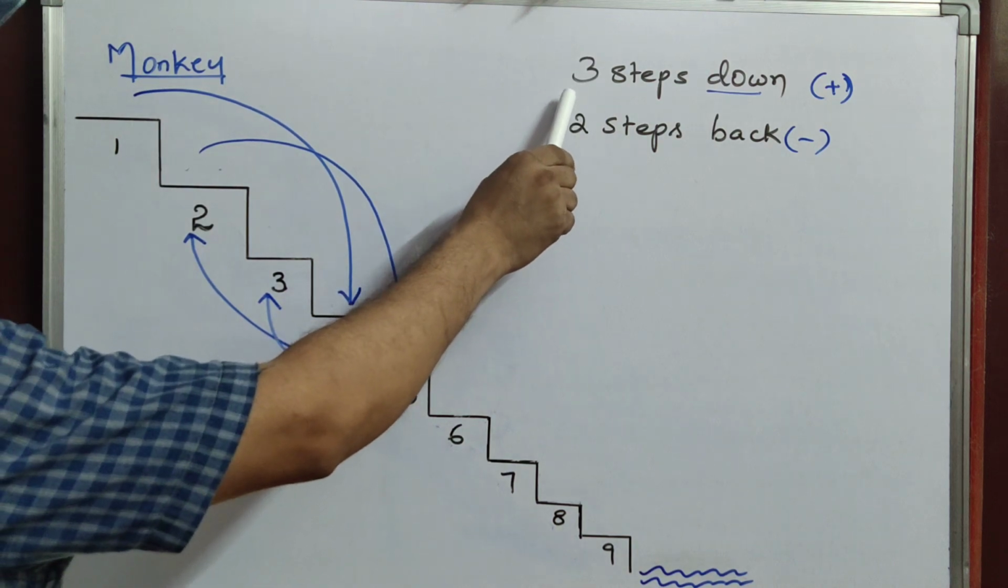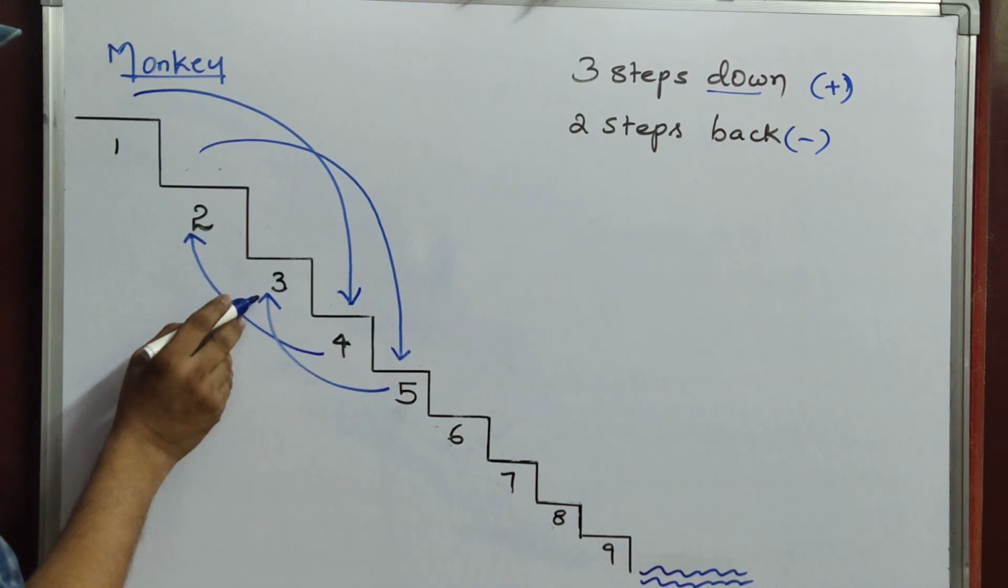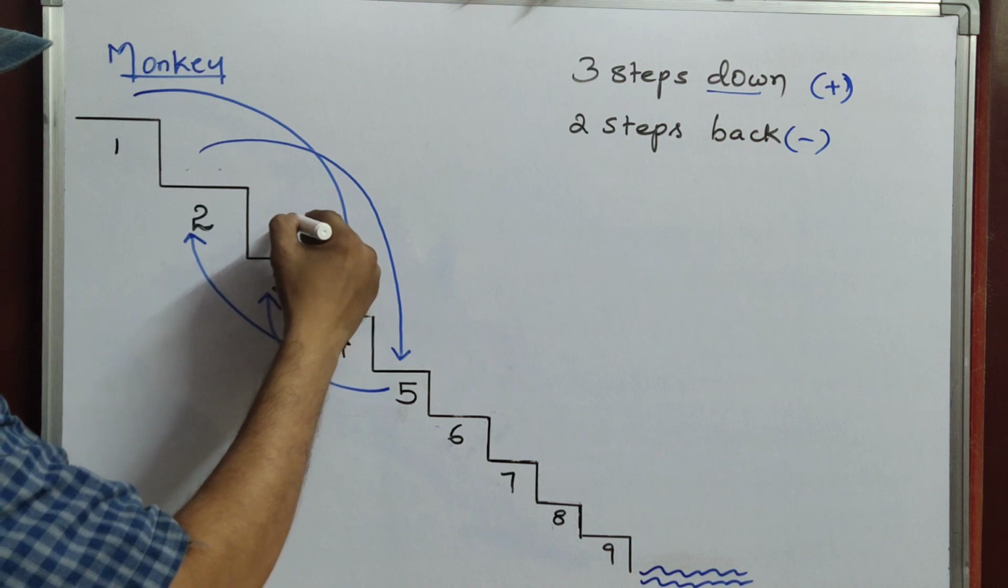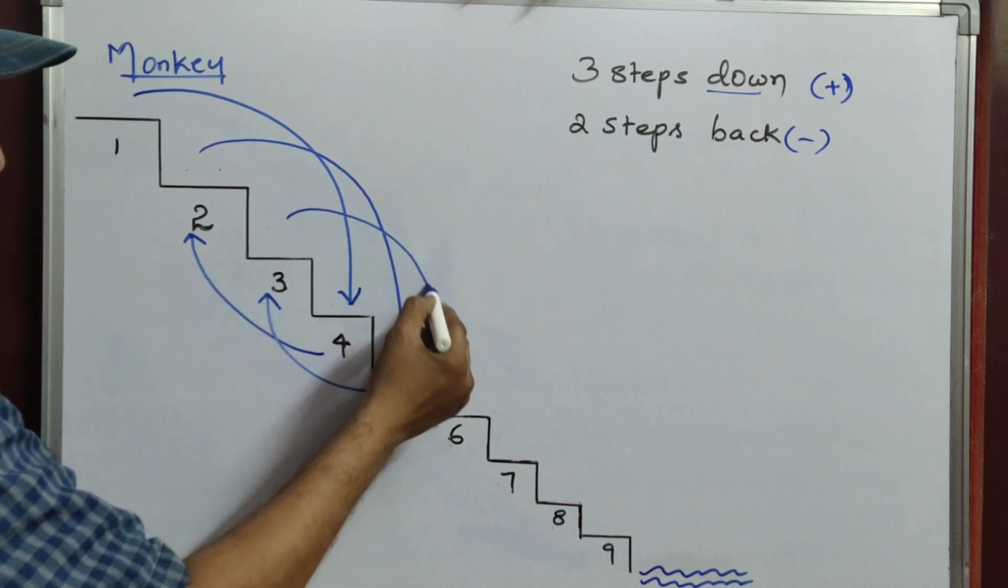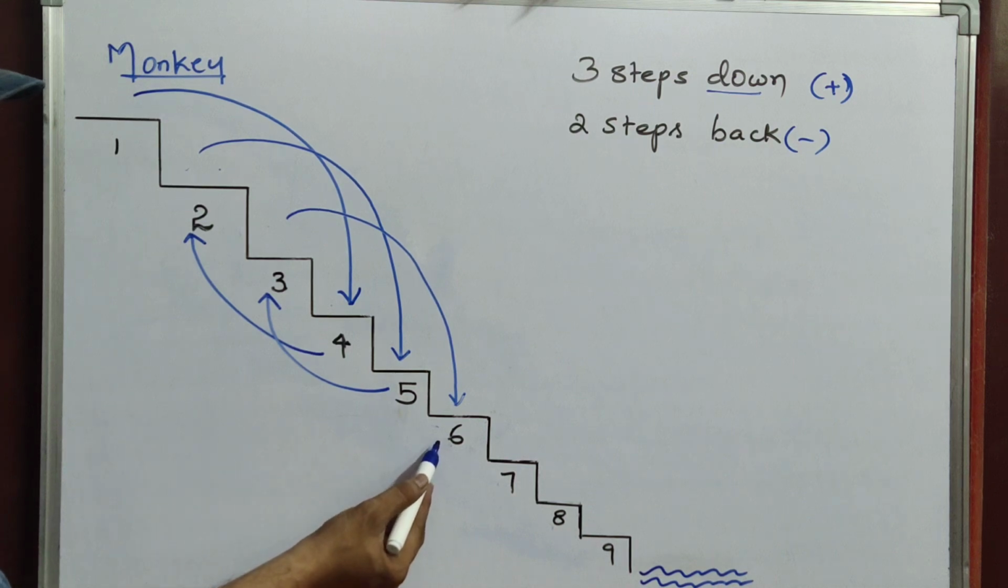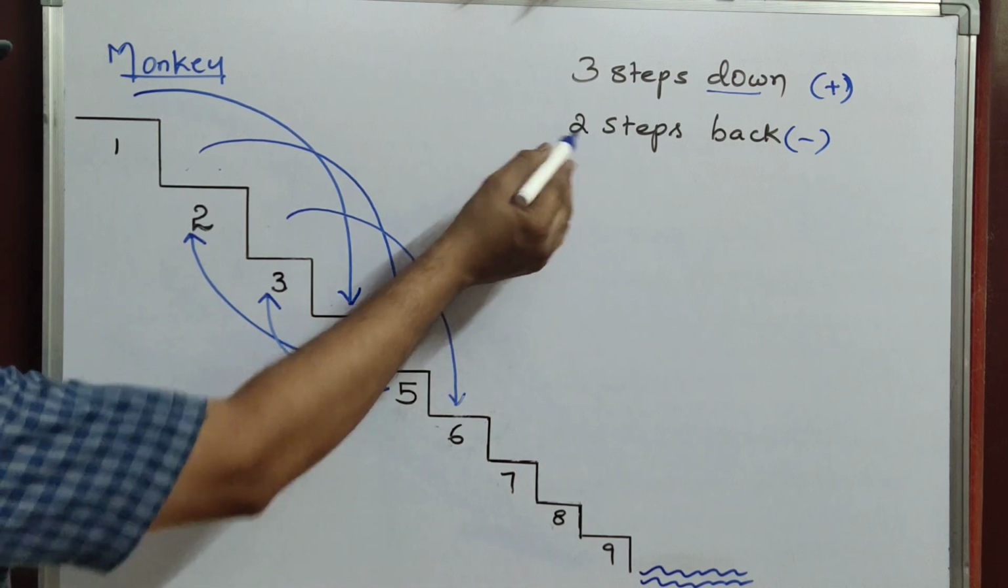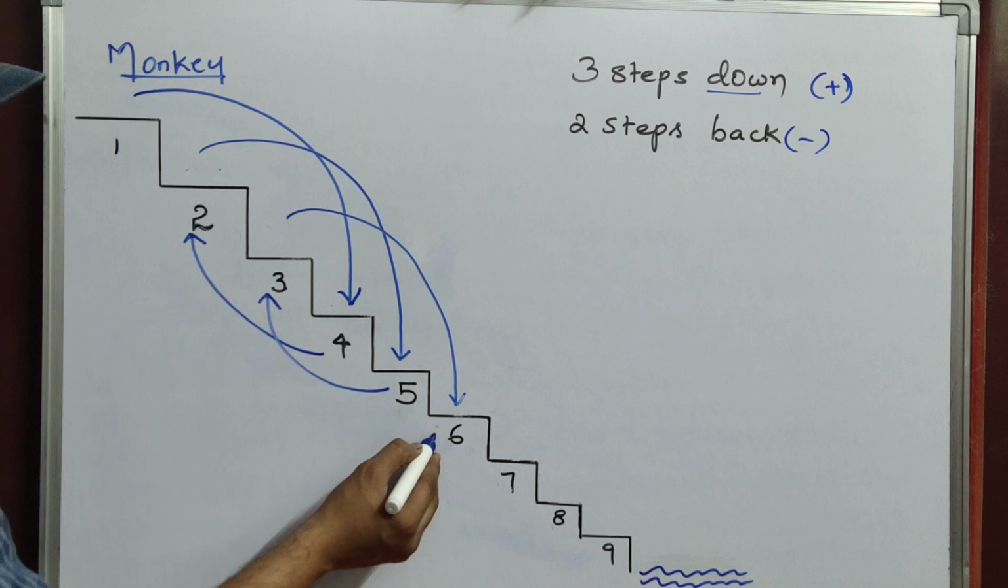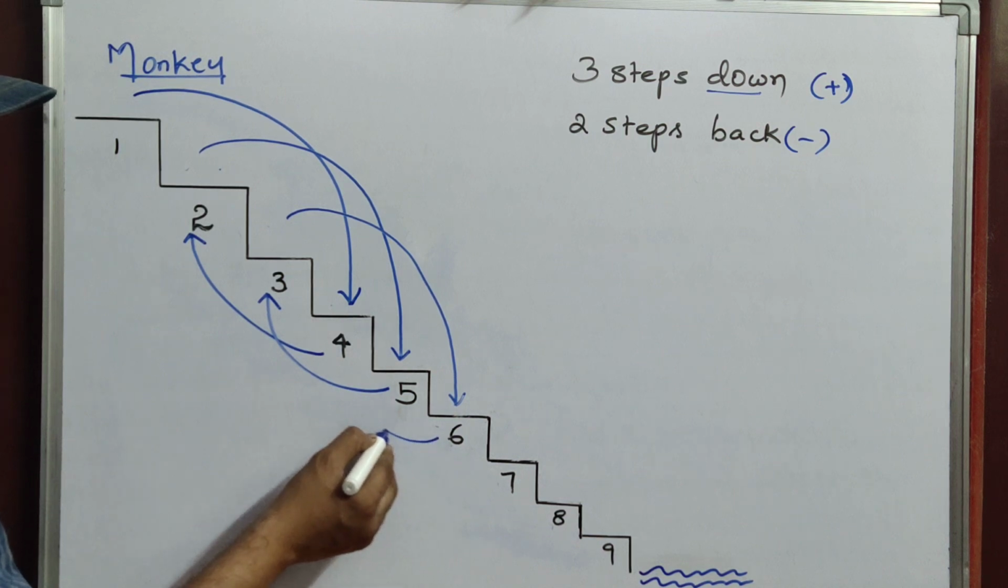Okay. Next again 3 steps down. Now monkey is in 3. So 3 plus 3, 6. Now monkey is in the 6th step. Now again 2 steps back. It's jumping like anything. So 6 minus 2, 4.